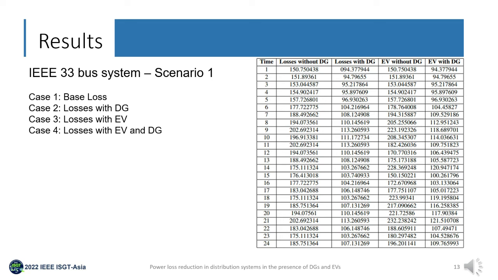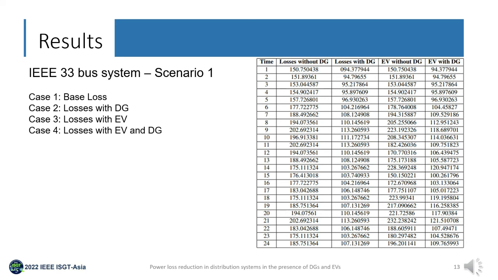So this tabulation is formed from taking the results from the model which we have used, that is GA model. Here we have 5 columns. The first column is for time, which denotes the hour, like first hour, second hour, up to 24 hours. We have also considered 4 cases. That is losses without DG is the first one, that is base loss.